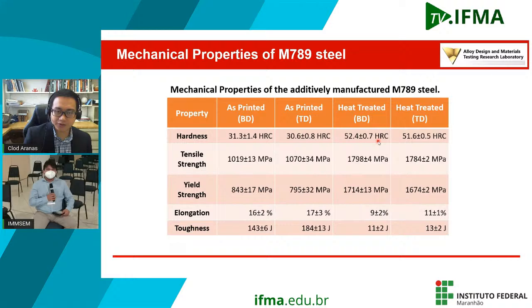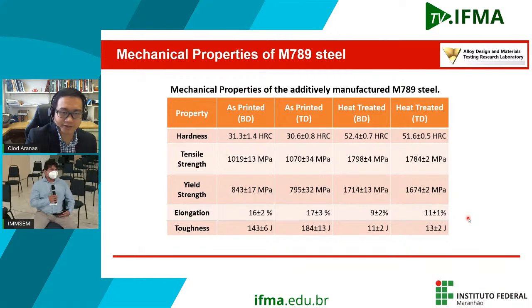And after heat treatment, you can see those two measurements along building and transverse direction. They are closer to each other, and now you have a more homogeneous material. Ou seja, depois do tratamento, você percebe também que aumentaram as propriedades mecânicas, porém também com pouca diferença entre as direções, tá? E em relação a toughness, resiliência do material, abaixou um pouco a resiliência.